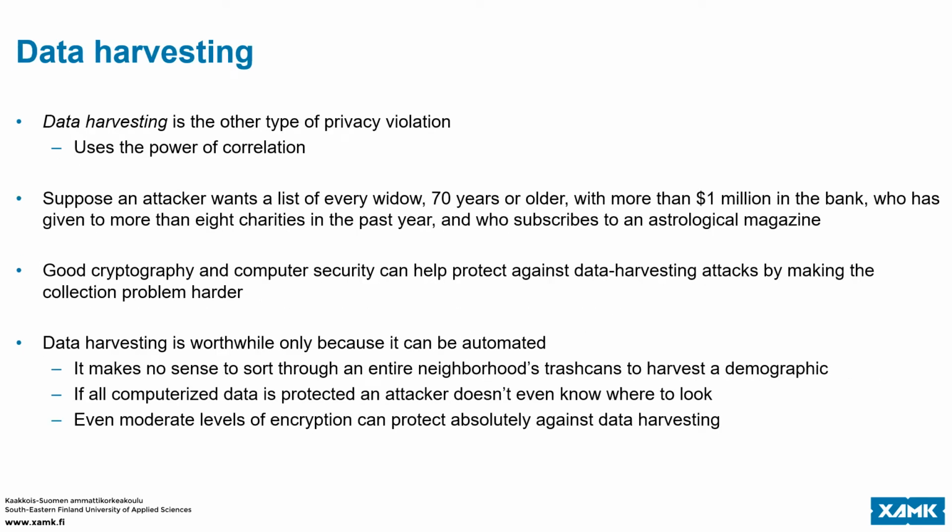Data harvesting is the other type of privacy violation. This method uses the power of correlation. Let's suppose an attacker wants a list of every widower who is 70 years old or older with more than 1 million in the bank, who has given to more than 8 charities in the past year, and who subscribes to an astrological magazine. Although con artists have collected names of people who might be susceptible to a particular scam for over a century, the internet allows them to automate and better target their searches.